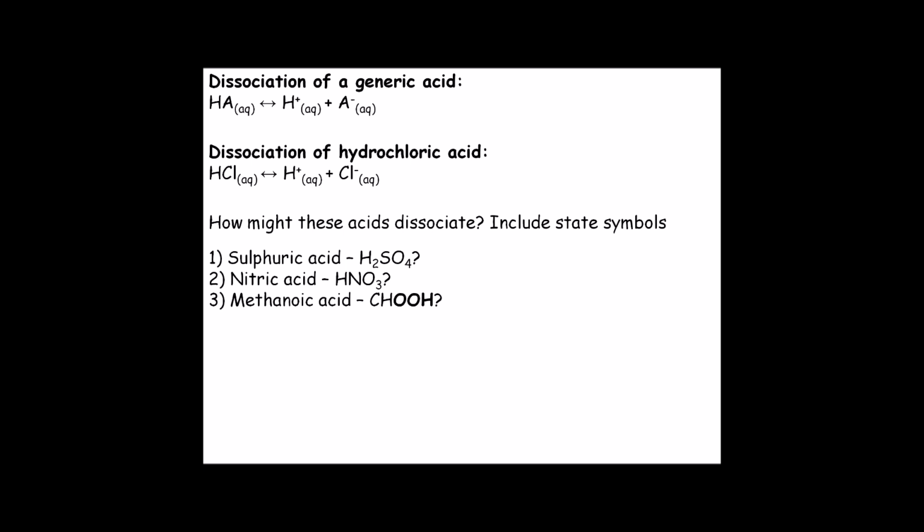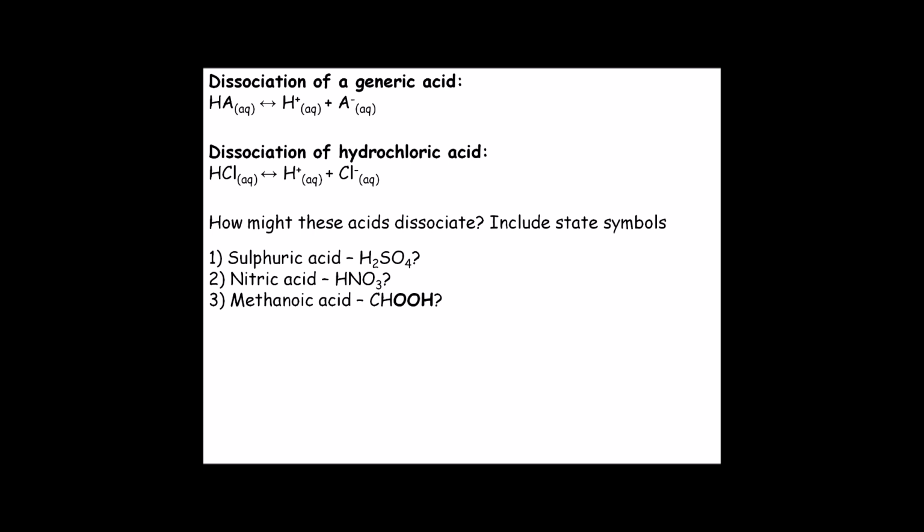So put the video on pause, give it a go, and see if you can work out what these would dissociate into. Look at these two examples. Remember, we're going to make an H+ and an A-. So put the video on pause, give yourself a little go of working it out. Do try it, even if you're not sure, give it a go. That's a really good way of learning and testing your brain, pushing your brain to help you remember it better.